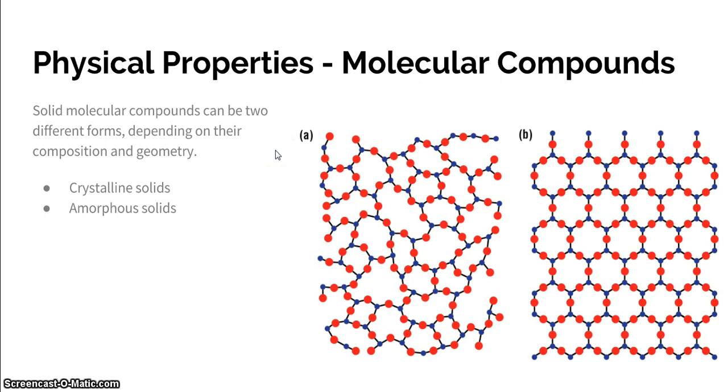Now, if we do have a solid molecular compound, there are two different forms of solids depending on what they're made out of. There are crystalline solids, which are these over here. Label B, these are our crystalline solids, and you can see their nice, neat, uniform structure. And then there are amorphous solids, and this one is A. A is an amorphous solid. You can see that it doesn't have any sort of symmetrical arrangement. It's just kind of a jumble of those molecules. Amorphous means without form, and so you can see there's no defined form in that solid structure.